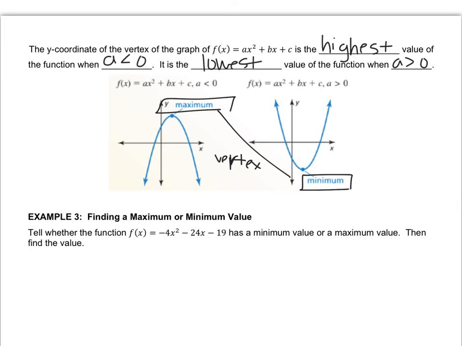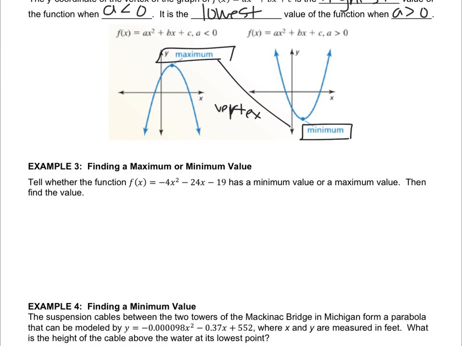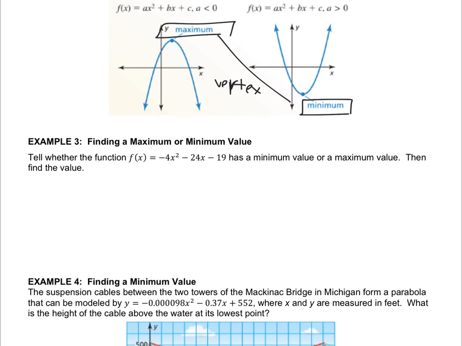So in example 3, it says to tell whether the function has a minimum or a maximum. So they just want to know, is it going to be a downward parabola or an upward parabola? And then we actually have to find it. So is this parabola going to be an upward-facing parabola like this one, or a downward-facing parabola like this one? Which one will this be? Well, since the a value is negative, it's going to be a frowny parabola, so my vertex is going to be the highest point. When the vertex is the highest point, it's a maximum.